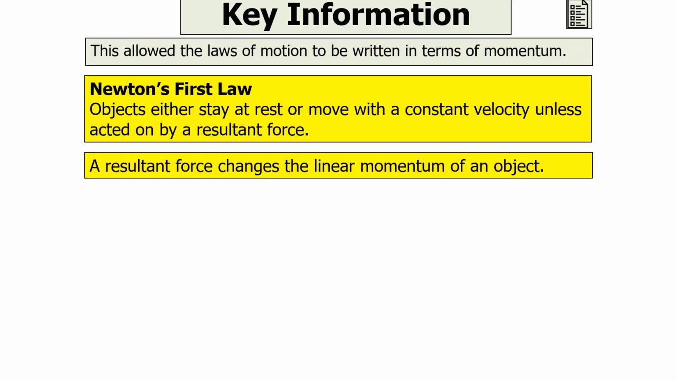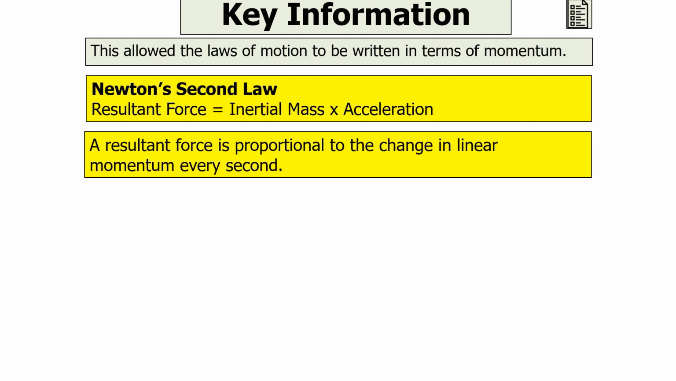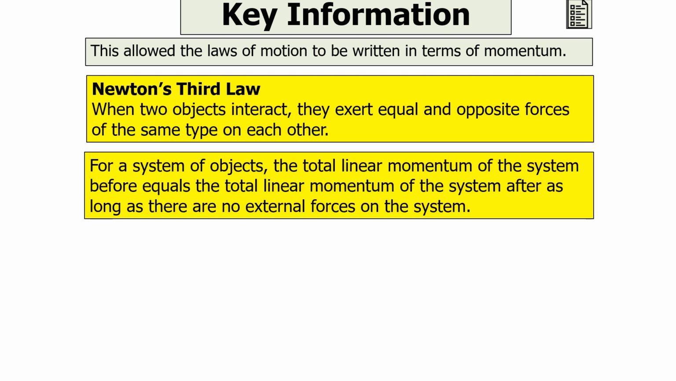Newton's first law, which is that objects either stay at rest or move with constant velocity unless acted upon by a resultant force, could also be said as: a resultant force changes the linear momentum of an object. Whilst Newton's second law says that the resultant force equals the inertial mass times the acceleration, we can write this as: a resultant force is proportional to the change in linear momentum every second. And finally, Newton's third law is that when two objects interact, they exert equal yet opposite forces of the same type on each other. Or we could say that for a system of objects, the total linear momentum of the system before equals the total linear momentum of the system afterwards, as long as there are no external forces on the system.